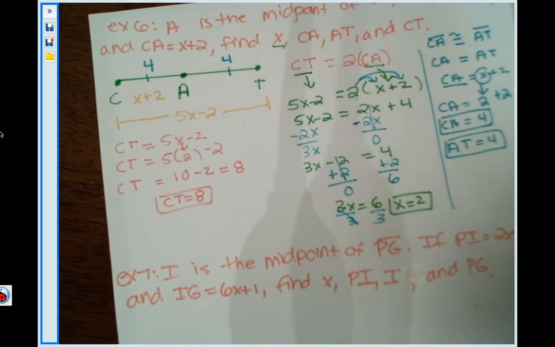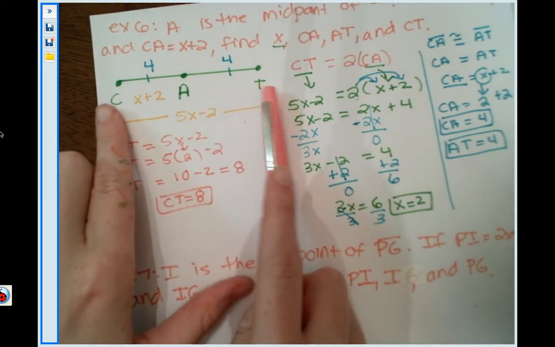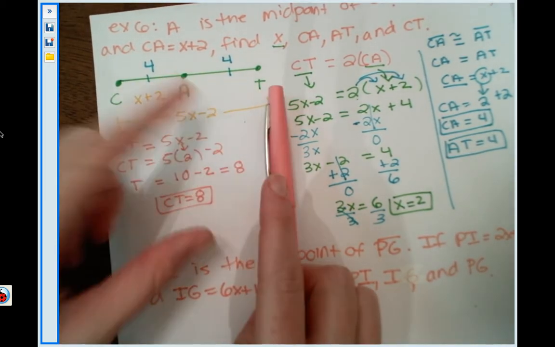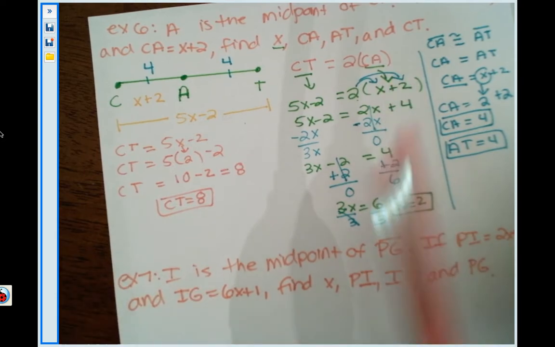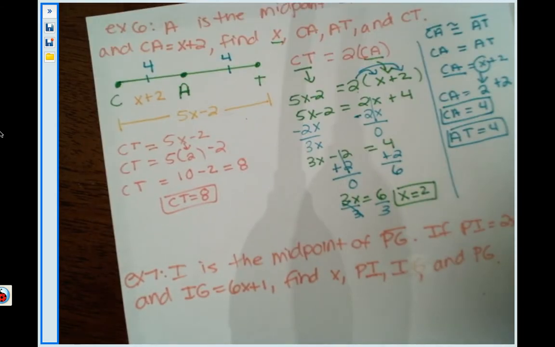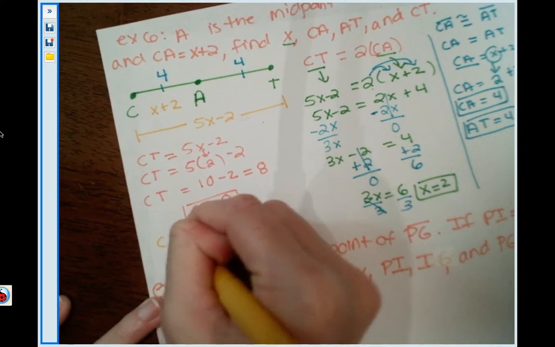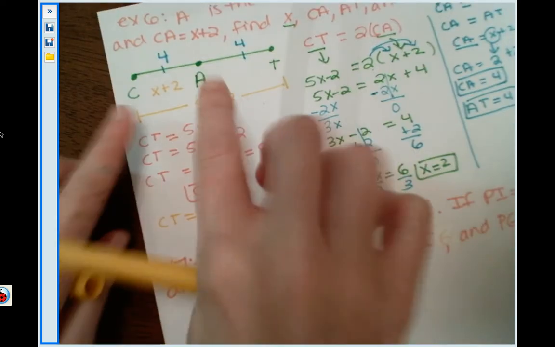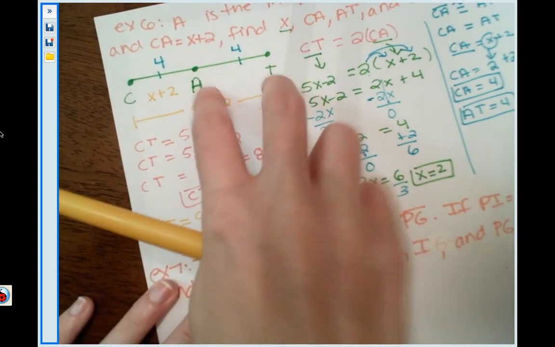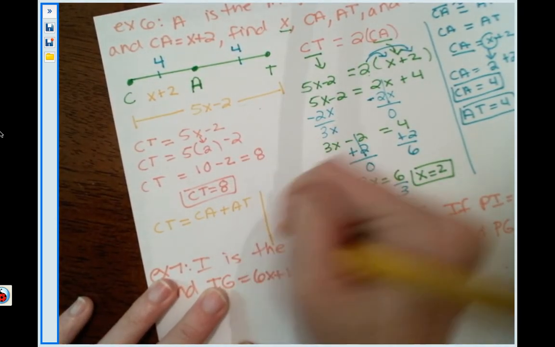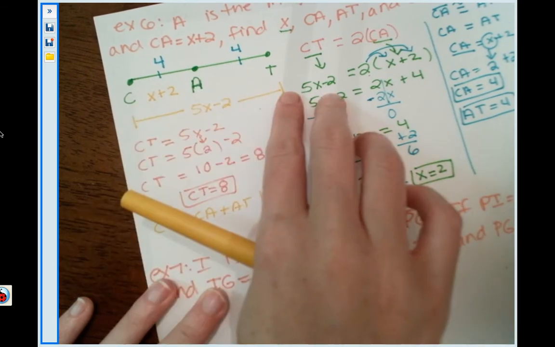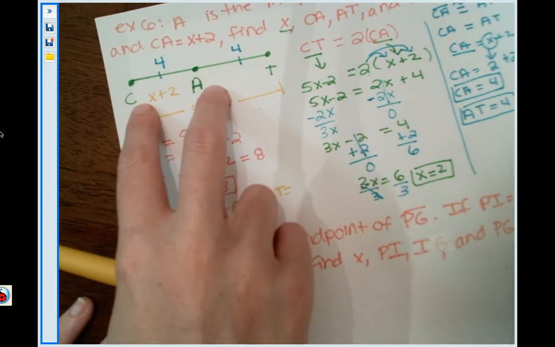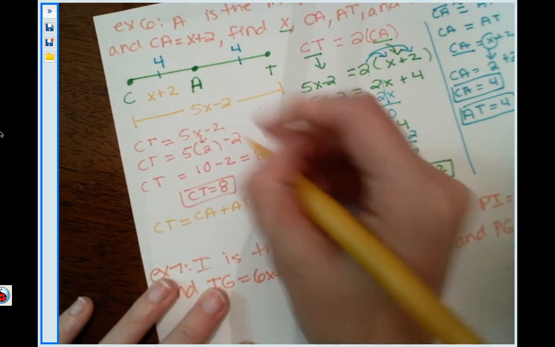Another way, we could use the segment addition postulate, which states an entire segment equals the 2 pieces inside of it added together. Or I could even use this formula up here: CT equals 2 times CA. However you want to do it. I'll show you both of those ways. The more ways, the better. I could say CT equals CA, this piece, plus AT, this piece, and solve. Or I could double either CA or AT and also get the length of the whole thing, because A is the midpoint, which means this is half the length of the entire segment. So I could also double CA.